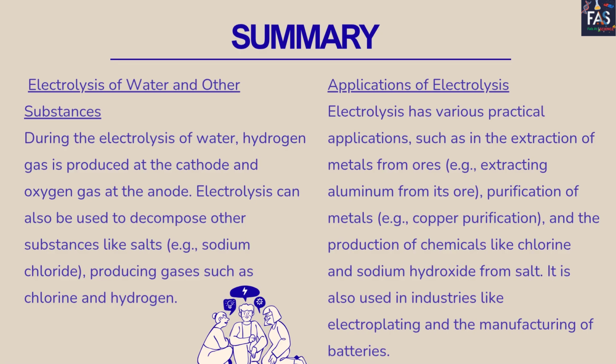4. Applications of electrolysis. Electrolysis has various practical applications, such as in the extraction of metals from ores, for example extracting aluminum from its ore, purification of metals, for example copper purification, and the production of chemicals like chlorine and sodium hydroxide from salt. It is also used in industries like electroplating and the manufacturing of batteries.